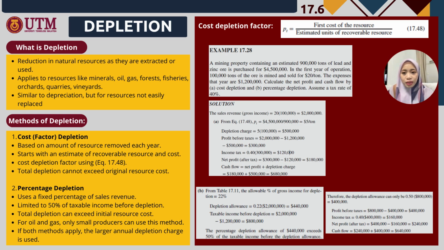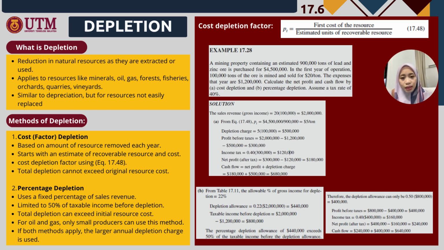The first one is the cost or factor depletion. This method is based on the quantity of the resources removed each year, using an initial estimate of recoverable resources and their cost. The annual depletion charge is calculated as the product of the cost factor and units recovered. And total depletion cannot exceed the original cost of the resources.